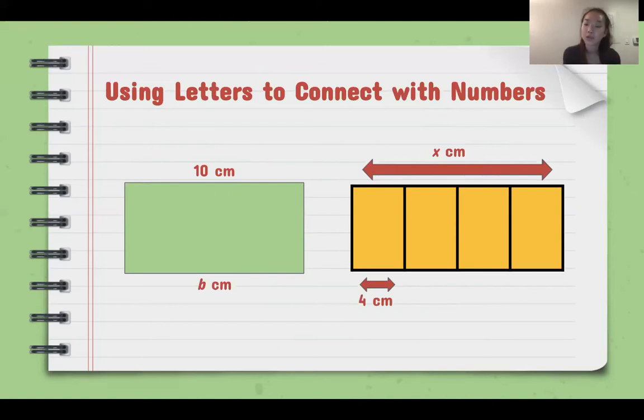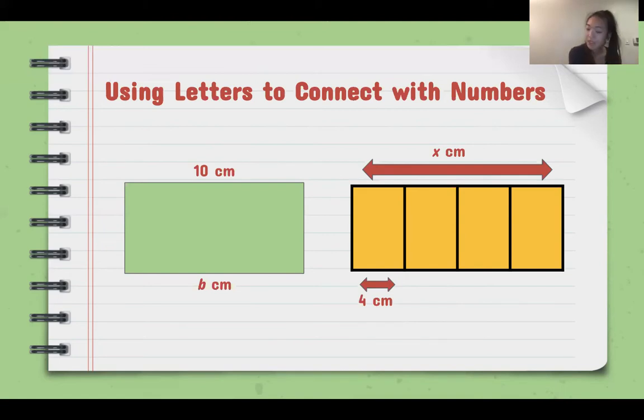So since we know the rectangle has two sides that are the same and then the other two sides that are the same, here the opposite, which is going to be the same side of 10 centimeters, will also be 10 centimeters. So our B in this instance would be 10 because it's the same as the top side length, which is 10 centimeters. And then next to it, we have like a chart-like picture.